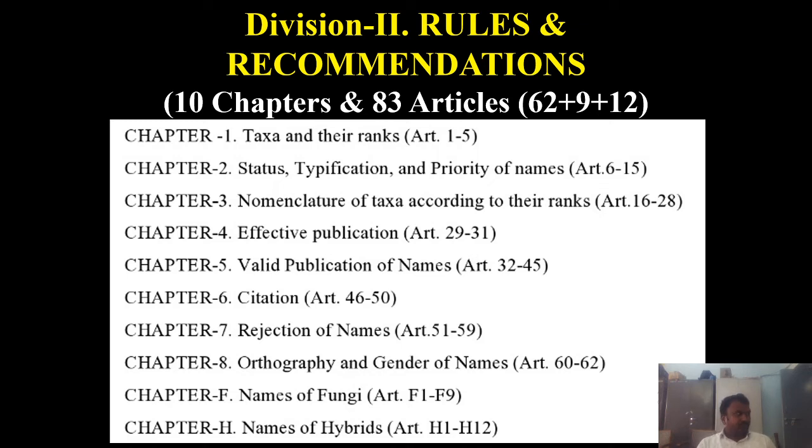Division 2, the rules and recommendations. These rules and recommendations have 10 chapters and 83 articles. Out of 83 articles, 62 articles are there in 8 chapters. 9 articles are there in chapter F, that is names of fungi. 12 articles are there in chapter H, names of hybrids.